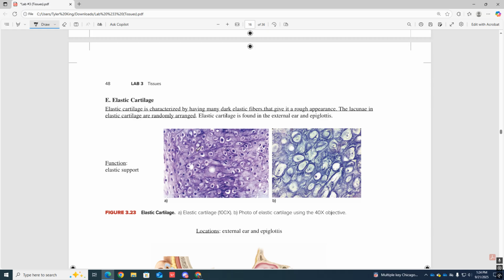All right, elastic cartilage. Elastic cartilage is characterized by having many dark elastic fibers that give it a rough appearance. So the lacunae in elastic cartilage have mostly a random appearance. Granted, we kind of see them next to each other, but it's kind of a hodgepodge. It's all over the place. Elastic, in the name, always has to retain the original shape after it's stretched out. So, for example, the external ear.